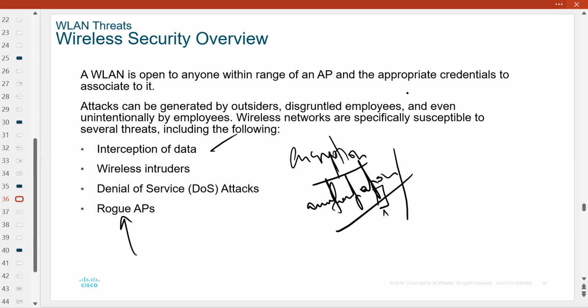So we have wireless intruders, we have DOS attacks. Someone intercepts data, they deny services to other clients in the network. That can happen. If services are denied, then that's a problem to the organization. So that's a threat as well. DOS attacks, rogue APs. Rogue APs create man in the middle attacks. Data interception is done. Then we have all the other problems that come with data interception.